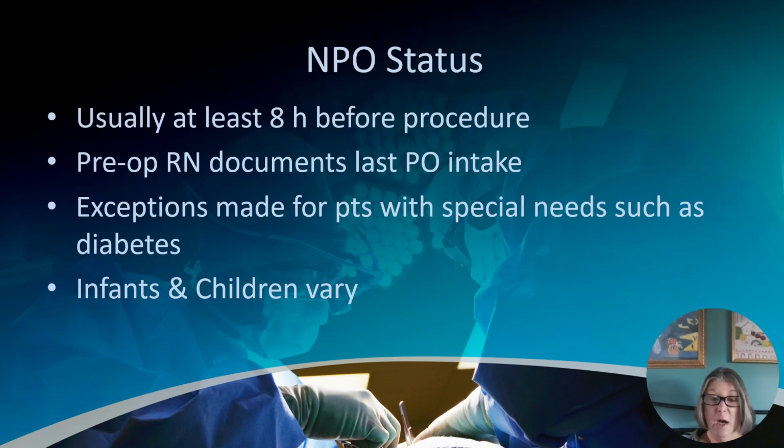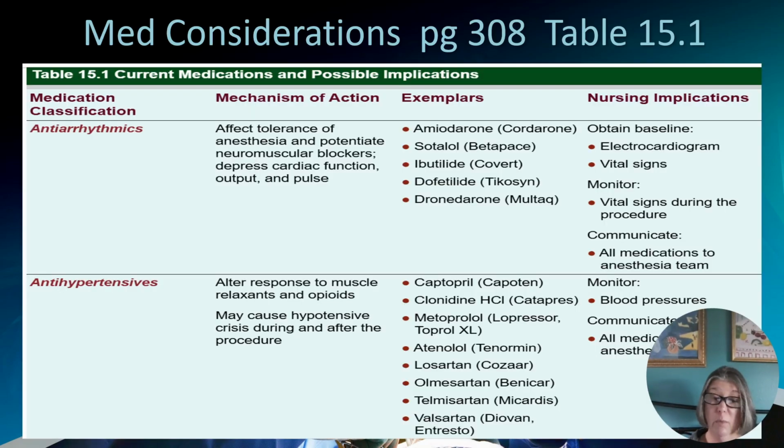Your person, unless emergent, is going to be NPO for usually 8 hours before a procedure. That may vary. Infants and kids have some different rules that they use. And maybe if our person has diabetes, we may not want them NPO for that long. So there are some exceptions there. The pre-op nurse is going to document that last PO intake. So we're going to verify that with the patient. We're going to verify what it was, the time frame, all of that sort of stuff.